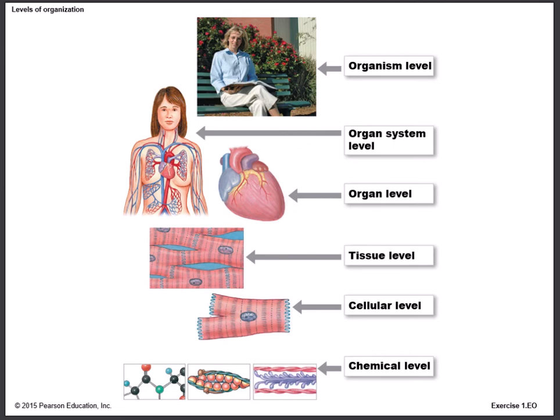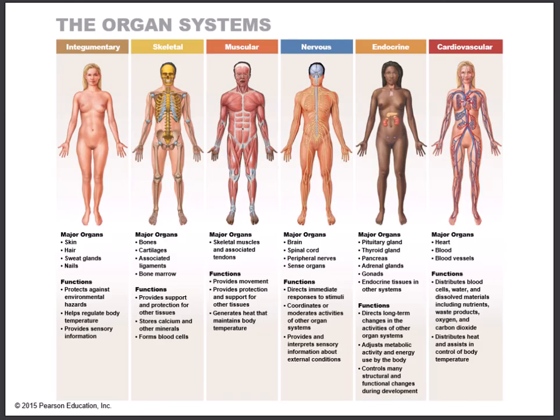Now, if we take the 11 organ systems and we put them together and they all function together, that's going to create the highest level of organization. We're going to call that the organism, and that would be this woman over here. So she has her cardiovascular system functioning in here along with the other 10 organ systems. All right, so this is what we refer to as the levels of organization. So there are 11 organ systems.